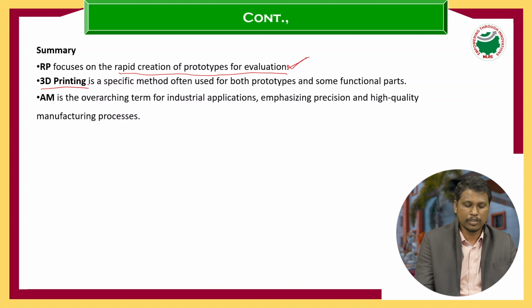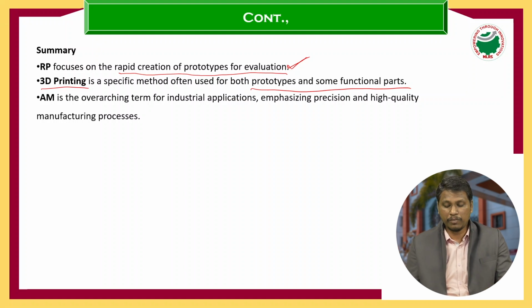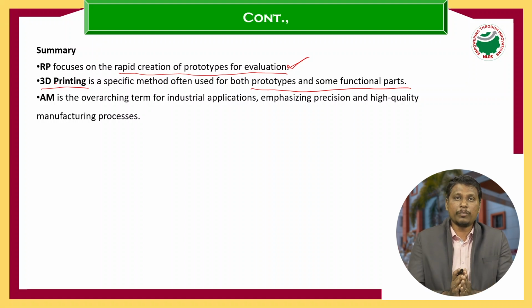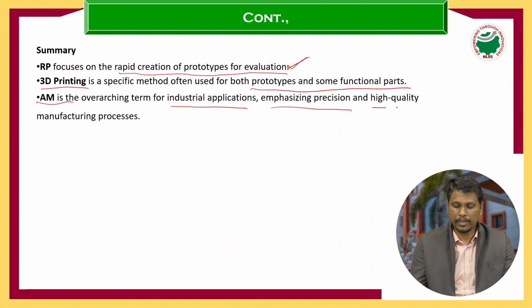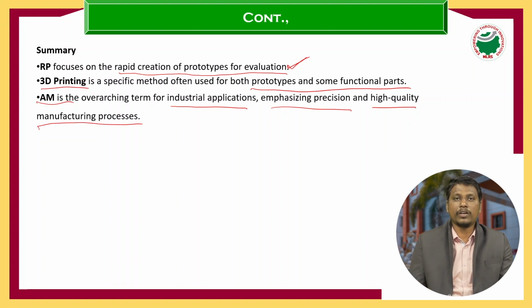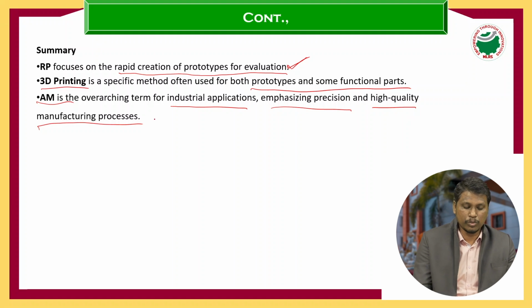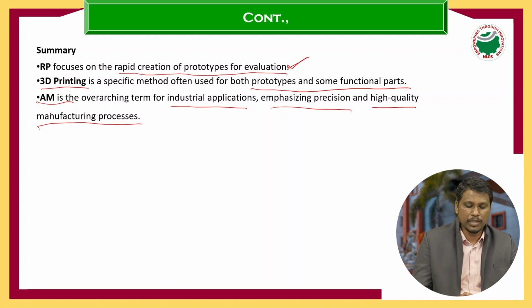Okay, next is 3D printing. So 3D printing, already I said, is a specific method often used for both prototypes and some functional parts. Functional parts are nothing but some plastic, already I said, toys or something. Then we can use 3D printing for pattern development also. Okay, punch die is there. In punch die development or pattern development, we can also use 3D printing. Then additive manufacturing: this is the overarching term, for industrial applications, involving precision and high quality manufacturing processes. Whatever processes you studied in manufacturing or fabrication, all those things we can do by this additive manufacturing. This all comes under industrial standard only, and the same industrial standard we can produce using additive manufacturing.